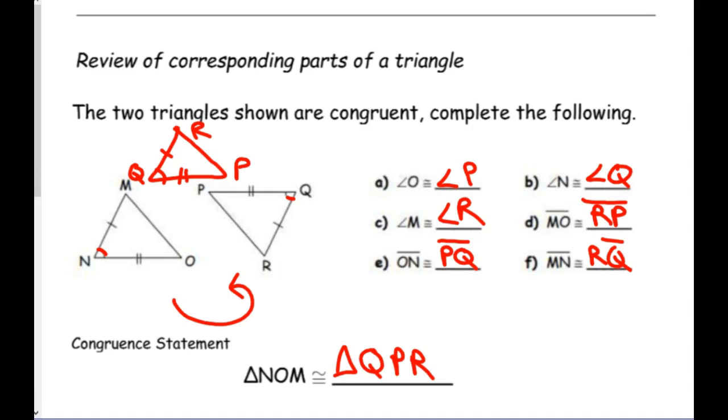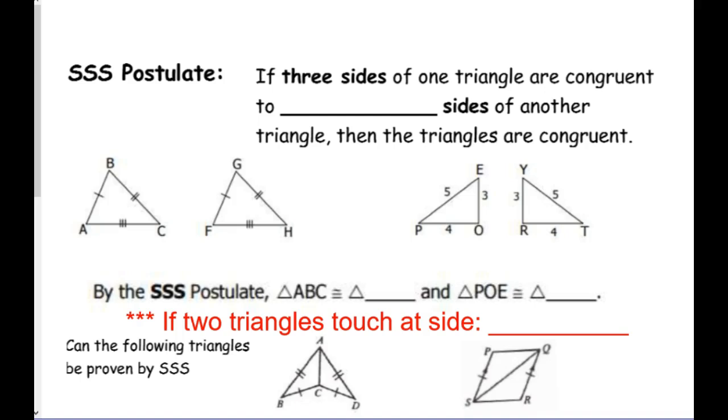Now we venture into the next page, where we talk about the actual triangle congruence postulate. Okay, so look at this. This is called the SSS postulate, and we're going to use it if 3 sides of one triangle are congruent. Okay, 3 sides. That's what the S's stand for. Side, side, side. Congruent to 3 sides of another triangle, then the triangles are congruent.